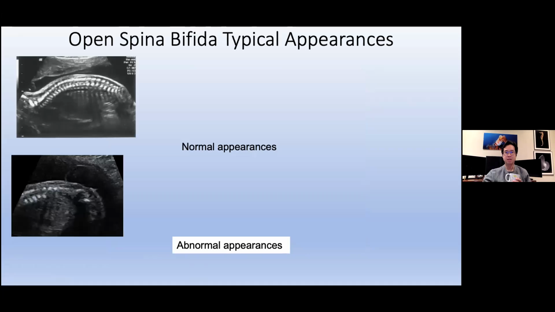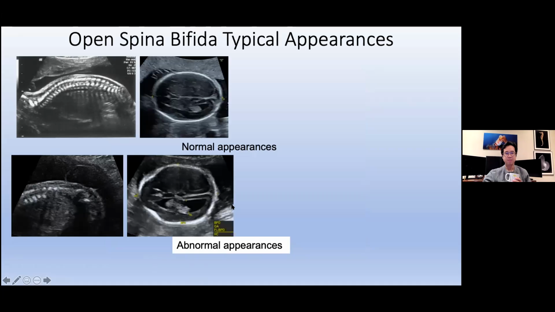Here's an example of normal at the top and abnormal at the bottom. So, beautiful skin line intact. You can see all the way down: cervical, thoracic, and lumbar. Here, if you look very carefully, there is a little defect in the skin, and there's this subtle cystic structure sitting right at the level of the sacrum, okay?